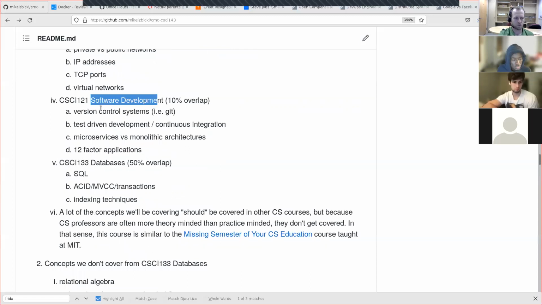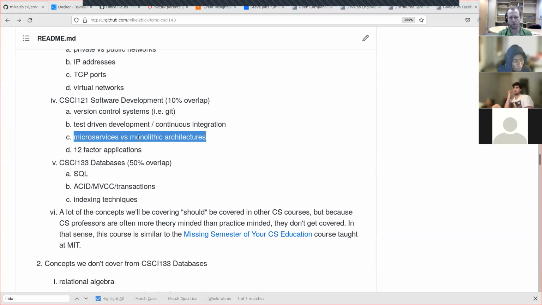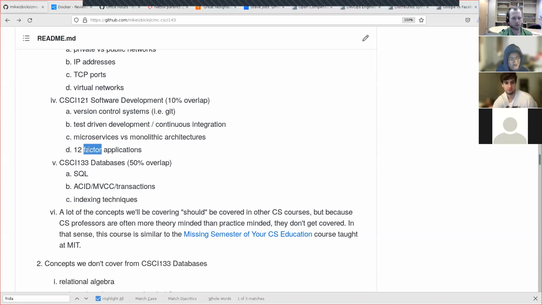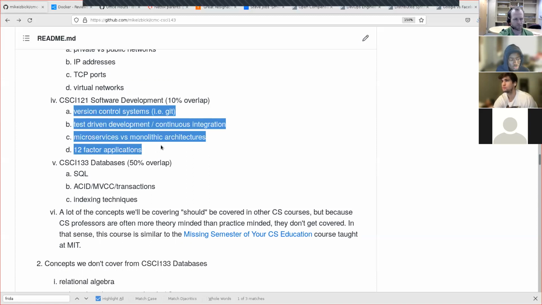Software development, so again, like this Git, we're going to be really pounding hard on Git, you'll be very, very familiar with Git by the end of this course. Things like test-driven development, continuous integration, microservices versus monolithic architectures. You might have heard those terms before. Microservices is sort of like the hot thing right now that all the cool kids are doing. This idea of something called a 12-factor application, which is a particular method of software development. We'll be talking about all of those things and how they relate to big data.